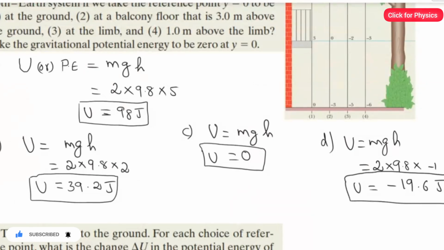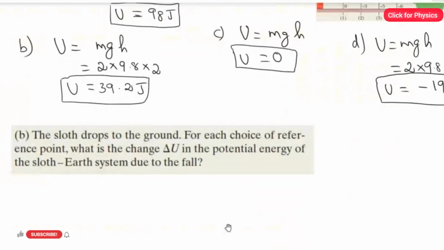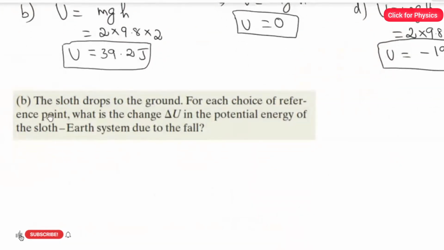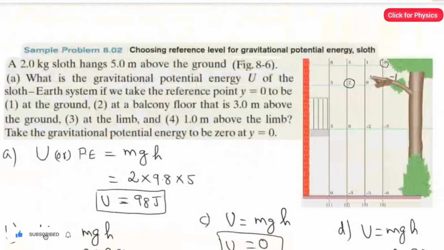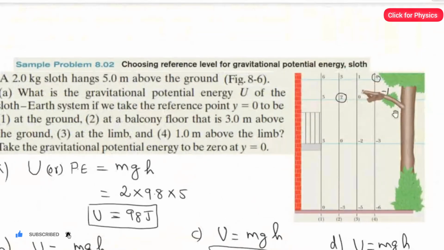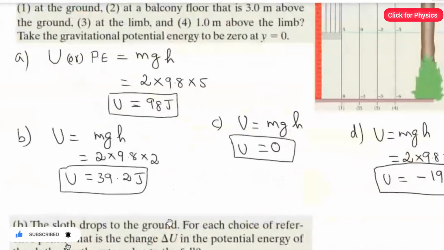And we have one more question, which is our B part. Let's go back to the question. In this B part, the sloth drops to the ground. Initially the sloth is on the branch of the tree, right? Now the sloth drops to the ground. So what is our ground value? Our ground value here we have to consider as 0. The initial point of the sloth is 5 meters. You have to read the question very carefully. We have to consider the ground surface, so you have to consider the first line.